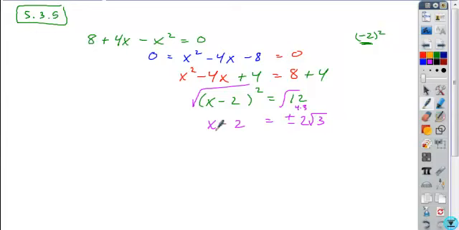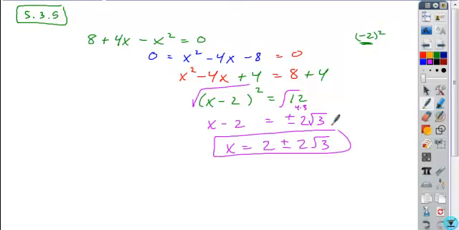And then the final step here is to isolate your x by undoing it. Whatever you undo, put it in front of the plus minus. So I'm going to put +2 in front of my plus minus 2 root 3. And so that winds up being my solution for this problem.